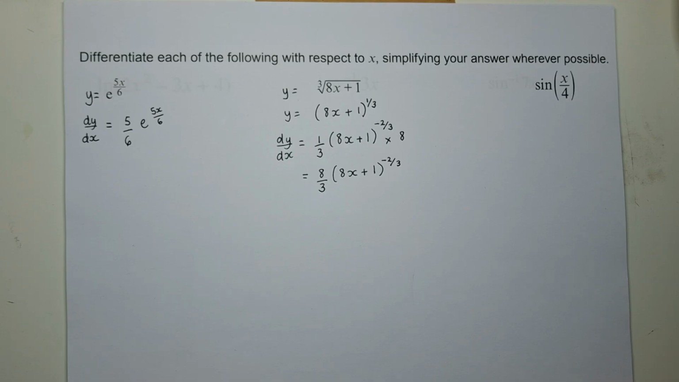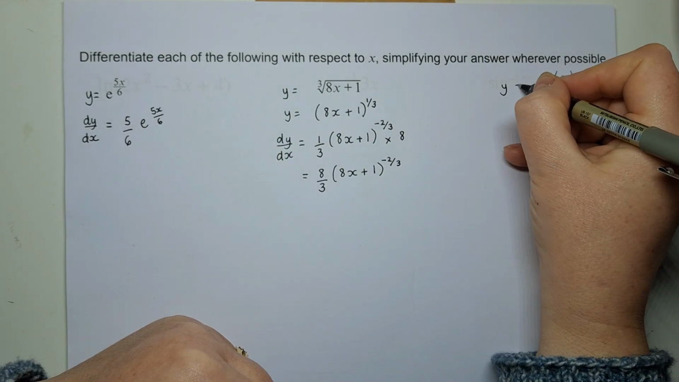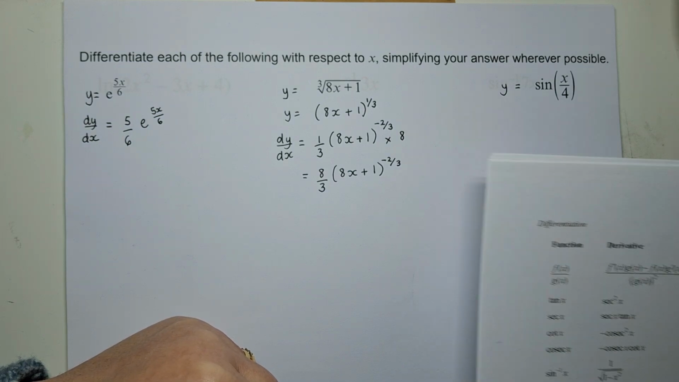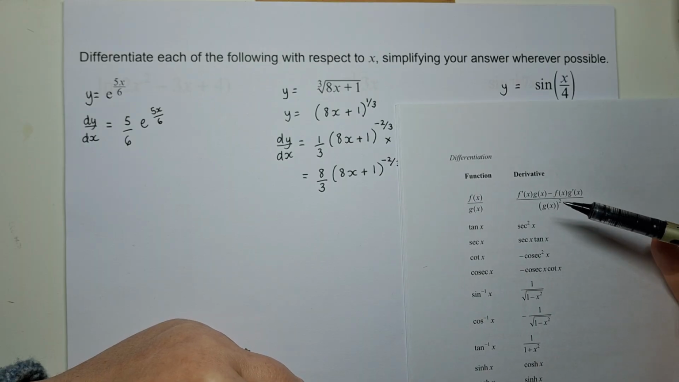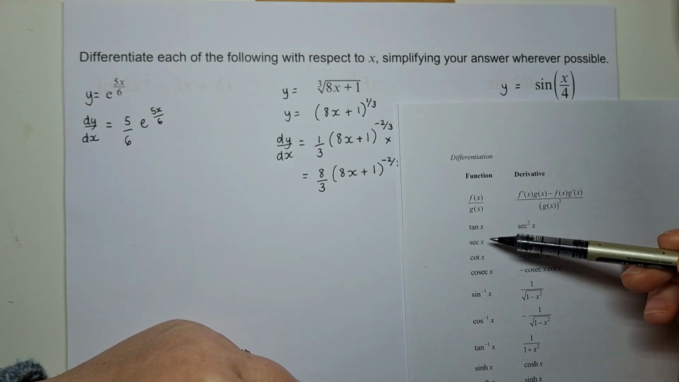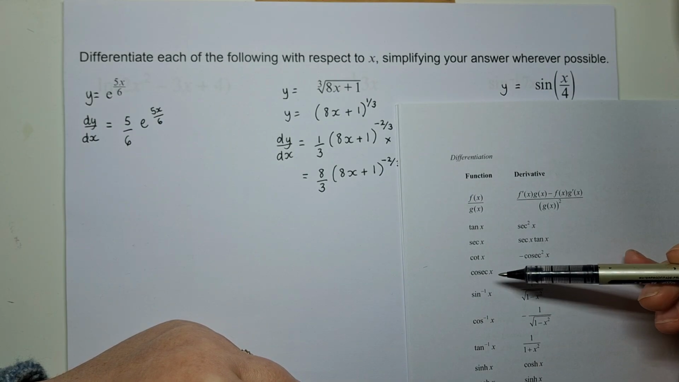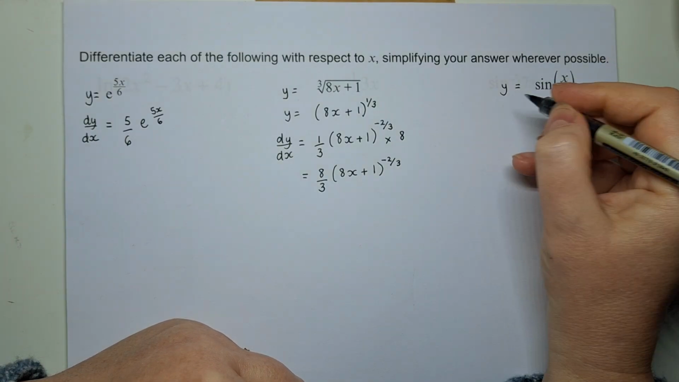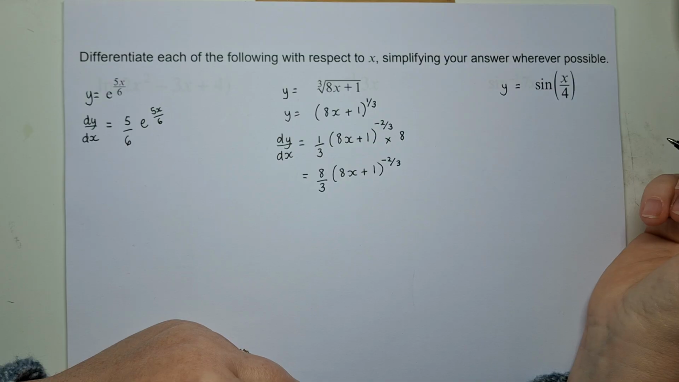Okay, third one, trig. So you need to remember the differentials for sine and for cos. The other differentials are in the formula book. Okay, so when you look at your page in your formula book, you have your differentials for tan, for sec, for cot, for cosec, so you can use those if you need them. But you need to know that sine differentiates to cos and cos differentiates to negative sine.